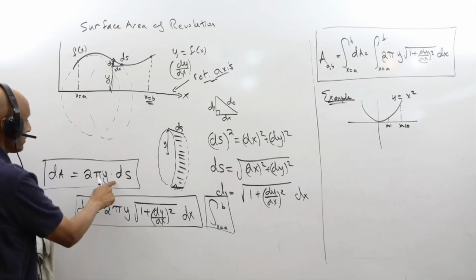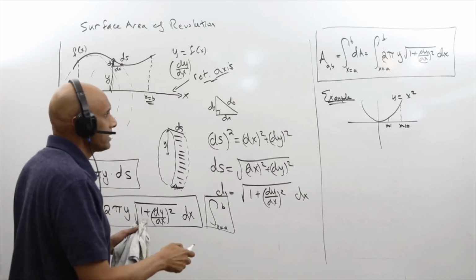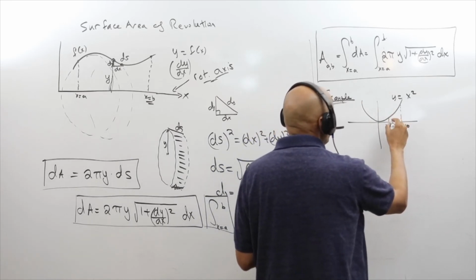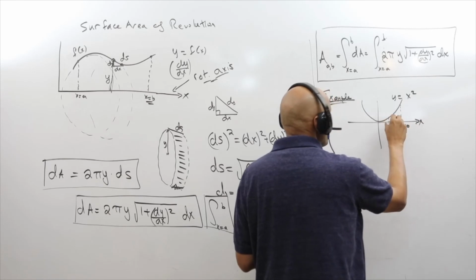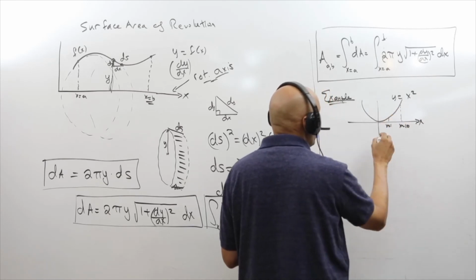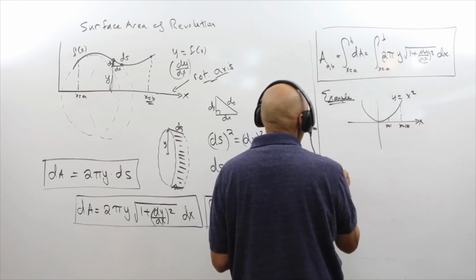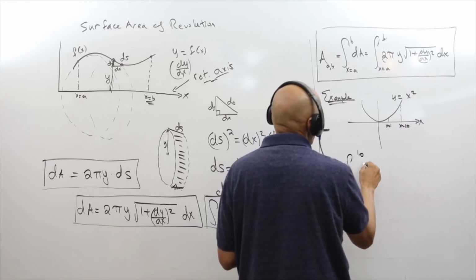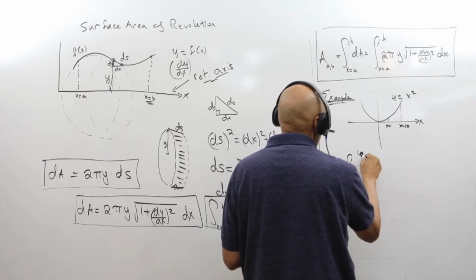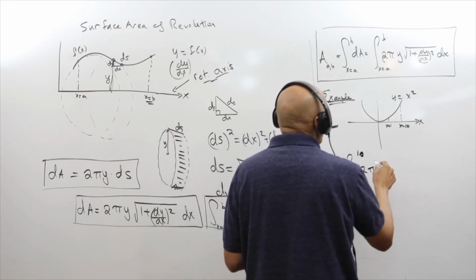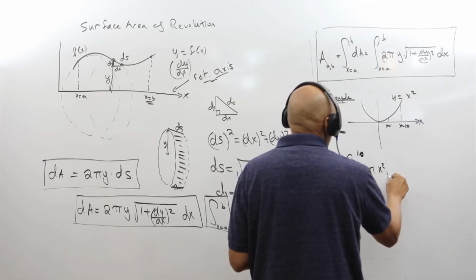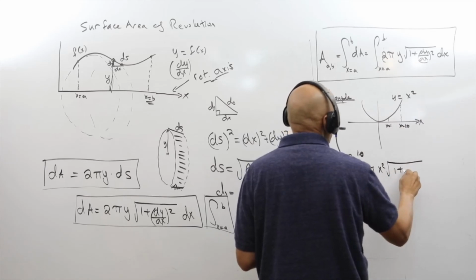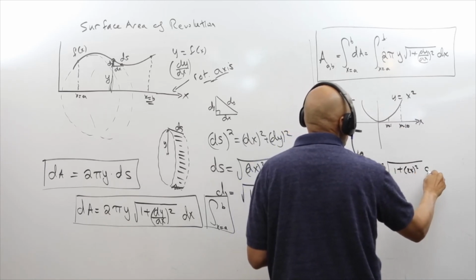But we should be able to derive this very easily. I just didn't do it, I'm just not doing it in this video. So we're revolving this around the x-axis. So this segment from here is being revolved. So we can just plug it in directly. So the area is nothing more than the integral from 1 to 10 of 2 pi y. y happens to be x squared. And the derivative of x squared is 2x. So that's really the square root of 1 plus 2x squared, dx.